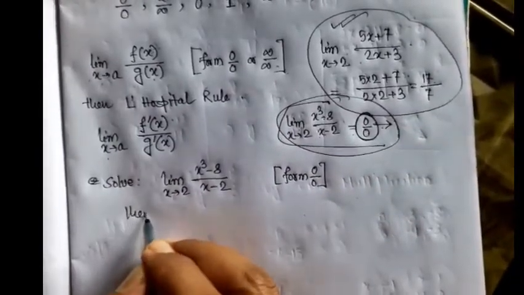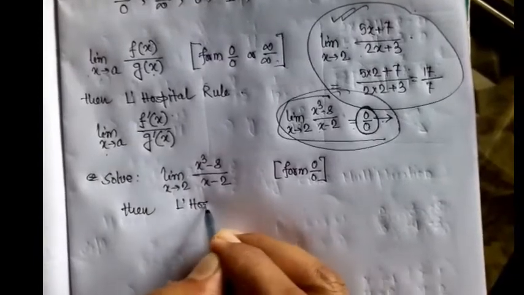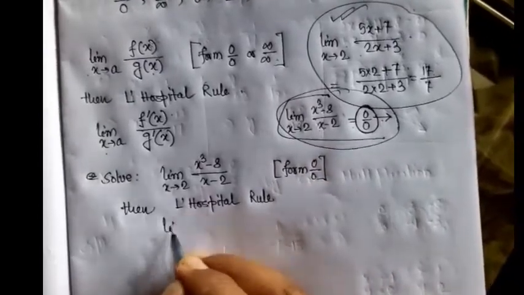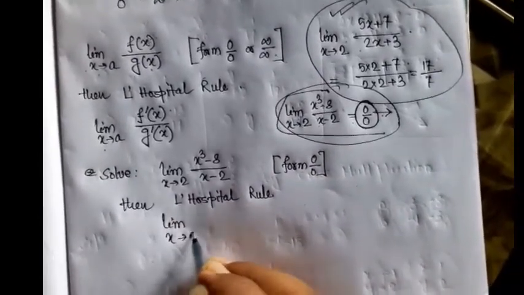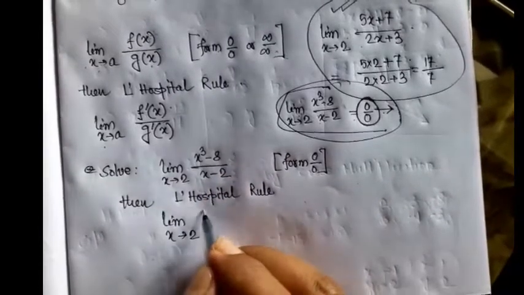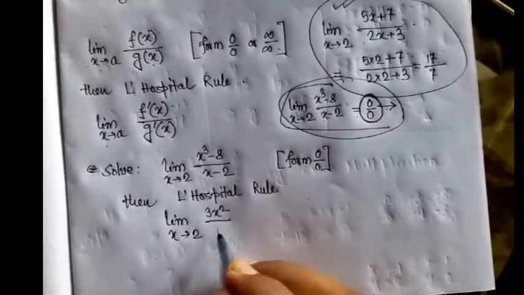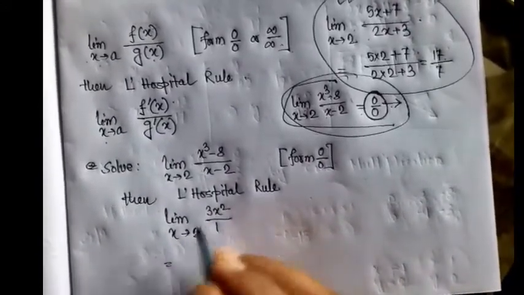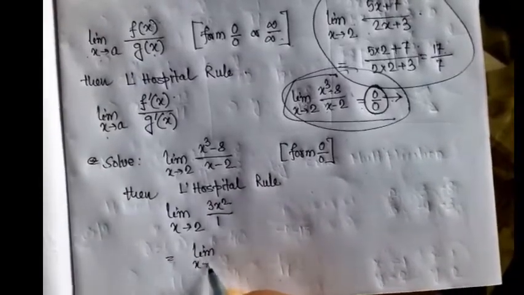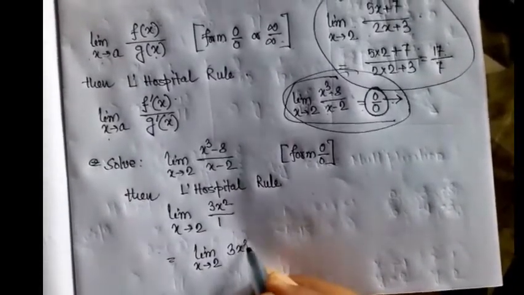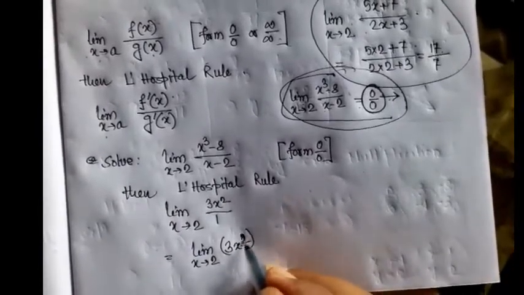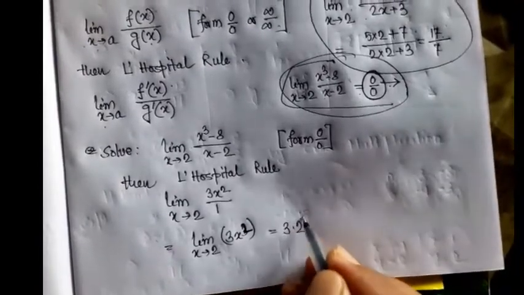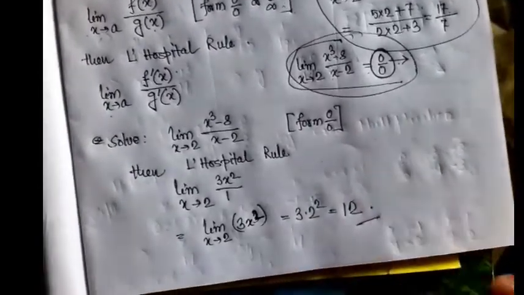Then by L'Hospital rule, what you have to do is consider the derivative of numerator and derivative of denominator. So limit x tends to 2. What is the derivative of numerator? Derivative is 3x square and derivative of denominator is 1. Now put the value. There is no complicated thing to calculate this limit. Directly you can put the value of x, then 3 into 2 square, that means 12 is the answer. Understood?